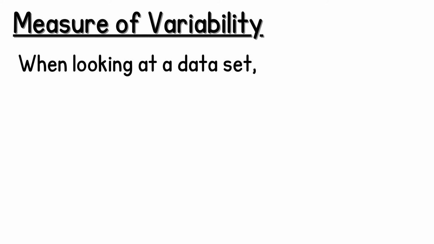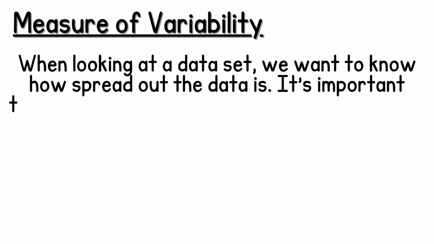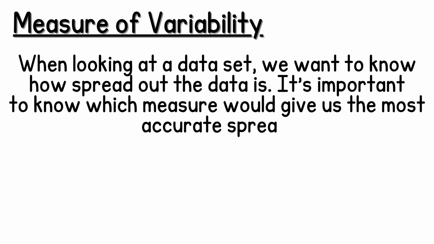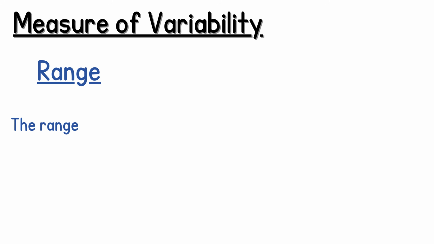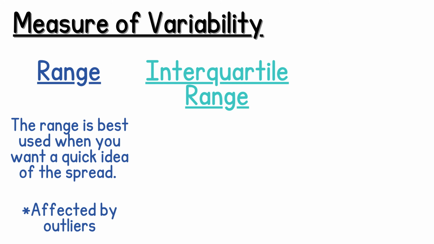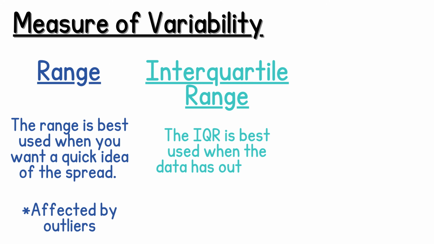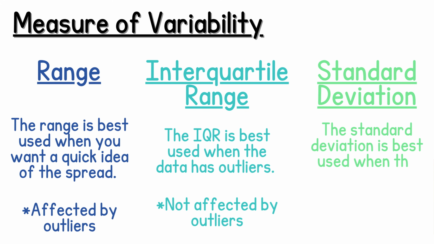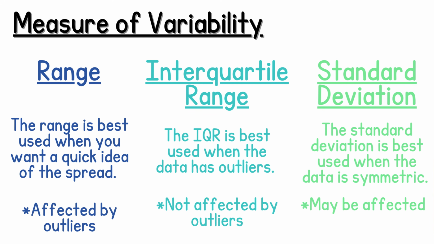Now let's look at measures of variability. When looking at a data set, we want to know how spread out the data is. It's important to know which measure would give us the most accurate spread. The range is best used when you want a quick idea of the spread, but the range is affected by outliers. The interquartile range is best used when the data has outliers. This is because it's not affected by outliers. The standard deviation is best used when the data is symmetric. The standard deviation may be affected by outliers, but not always.